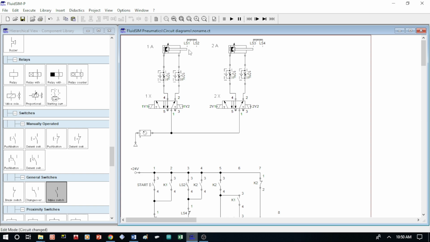This actuator converts compressed air into linear motion. Each cylinder can extend and retract using air pressure on both sides of the piston. The cylinders use limit switch sensors. There are LS1, LS2, LS3, and LS4.